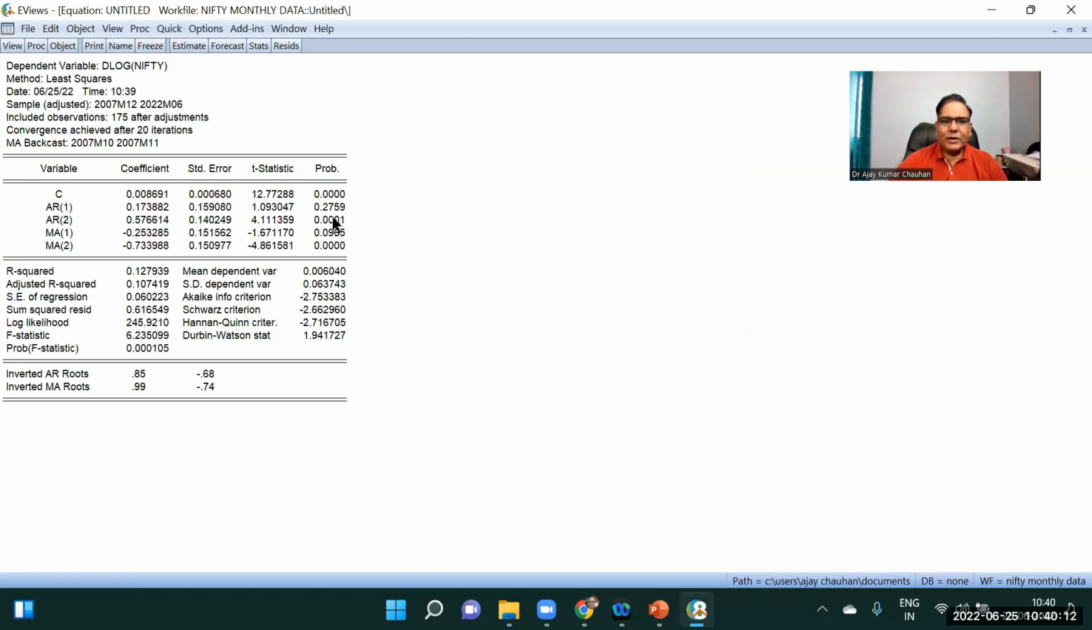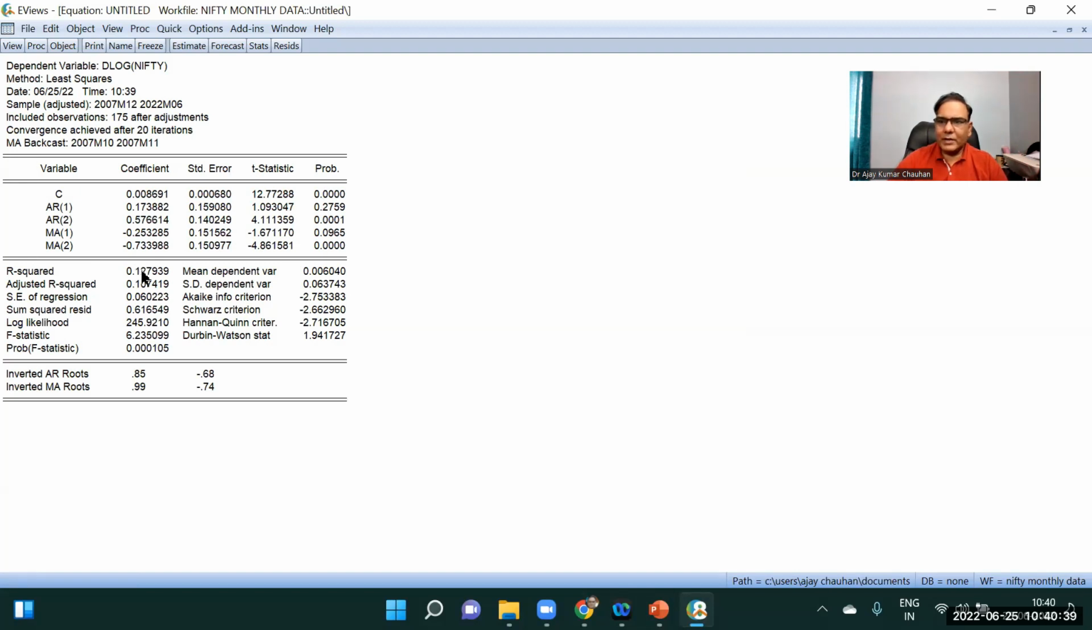So there are many permutations and combinations that we have to try. And they may be insignificant because of the multicollinearity issue, because in ARIMA, multicollinearity is very common, so we cannot ignore that. The only thing is that the forecasting accuracy will improve. Here, R square is 12%. Earlier, it was only 3%. So this model may be better than the previous.